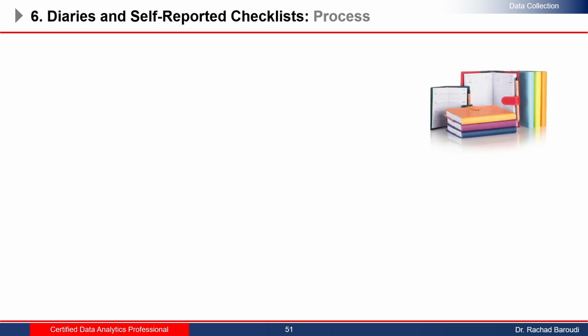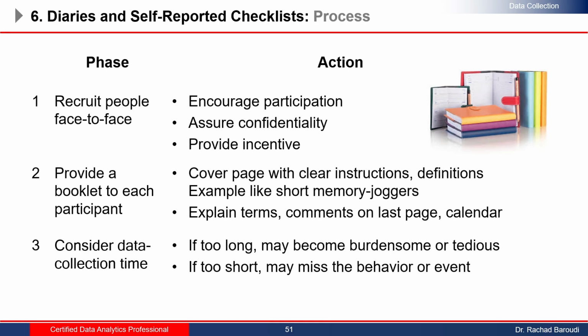Regarding the process of the diary and self-reported checklist, we have to look at the three phases or three main items. First, recruit people face to face to encourage participation. Of course, you have to assure them confidentiality because they are maybe putting a lot of private stuff in their diaries. Provide incentives, and this is also very common in the medical field, about the trying of a new medicine, for example. Provide a booklet to each participant.